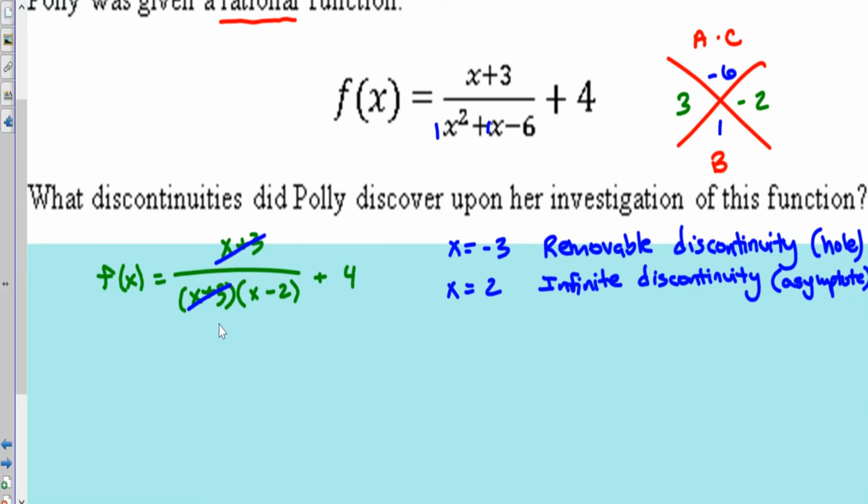And furthermore, if we need to write the domain, I just want to remind you of this. You would never include something that's undefined. So you would go from -infinity all the way up to that -3. And then from -3, we would go to +2. And from +2, we'd go to infinity. The parentheses, however, says do not include those values because they're undefined. So that's what types of discontinuity we had.